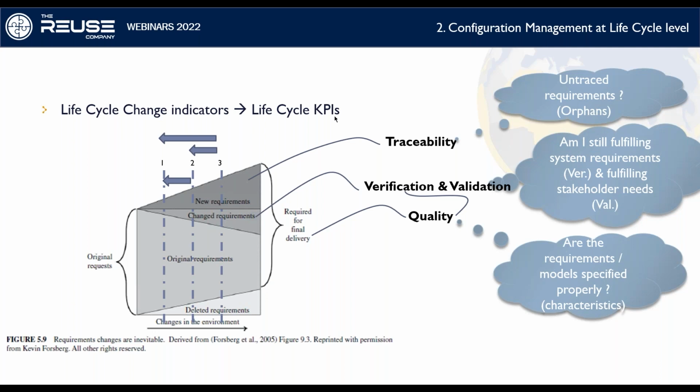So that means that checking traceability, verification, validation indicators, and quality indicators, I might know, for example, how many untraced requirements I have. If I'm still fulfilling system requirements or fulfilling stakeholder needs, after changing one element, that might impact, as I said, many other elements in different stages. And also, are the requirements models specified properly?